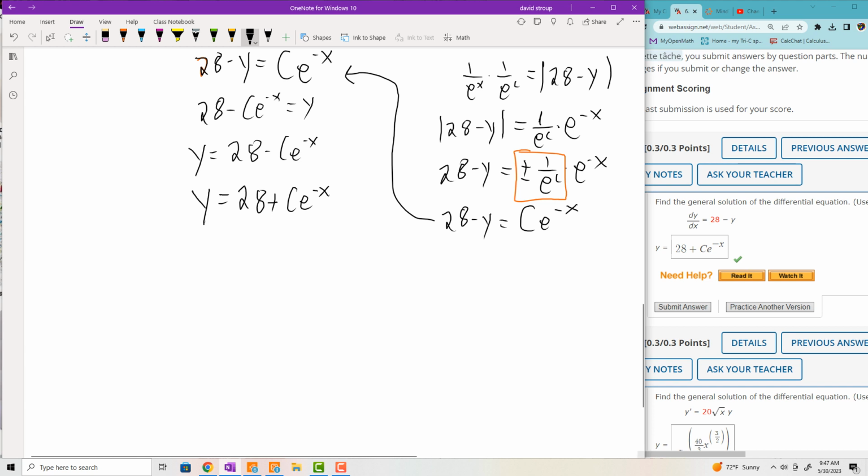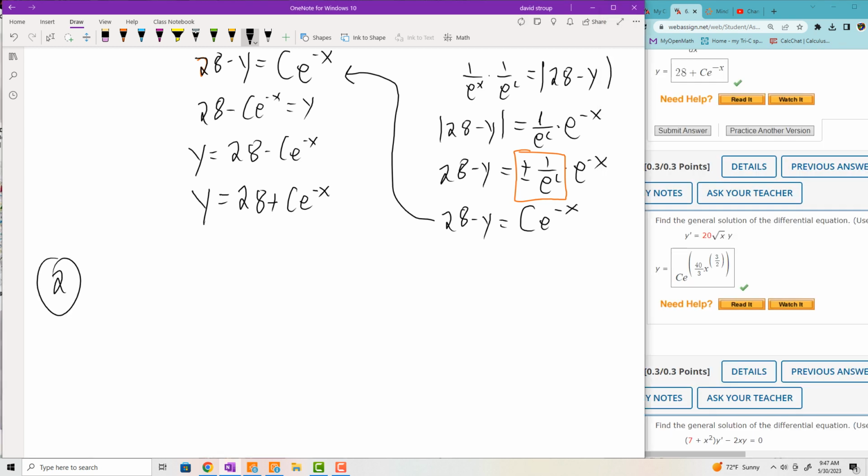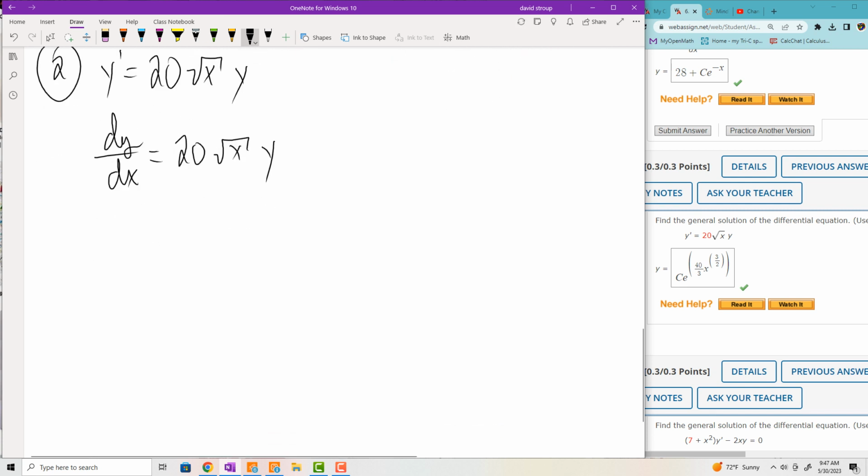All right, let's look at the next one, number 2. Y prime is 20 square root of x times y. Okay, so I'm going to rewrite the y prime as dy over dx and then separate. So get all the x stuff on one side, all the y stuff on the other. So leave the 20 on the right side. So again, leave constants on the right. Otherwise, you get yourself into a headache.